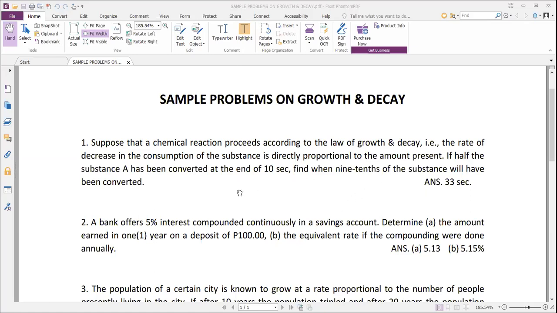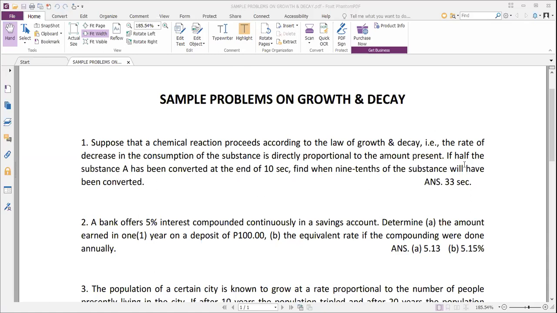Now, in this particular chemical reaction, we do not know the species. We do not know the chemicals. We do not know the materials that are contacting. All we know is that the manner of decrease is modeled using the decay model.